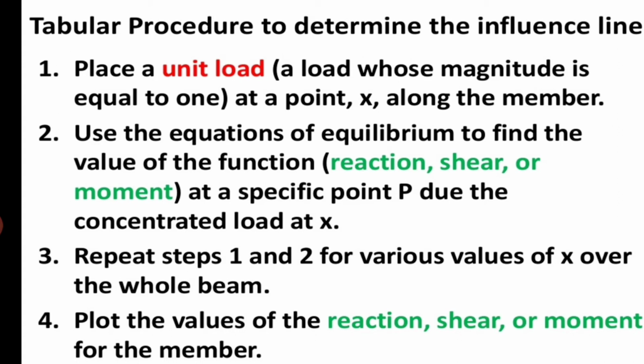Next, the third step: repeat steps 1 and 2 for various values of x over the whole beam. First we place the unit load at a distance x at different intervals throughout the beam length, and repeat steps 1 and 2, and that's how we find the diagram of reaction, shear as well as moment. Then the next step: plot the values of reaction, shear and moment for the member, and finally we get the shape of the reaction, shear and moment diagrams.